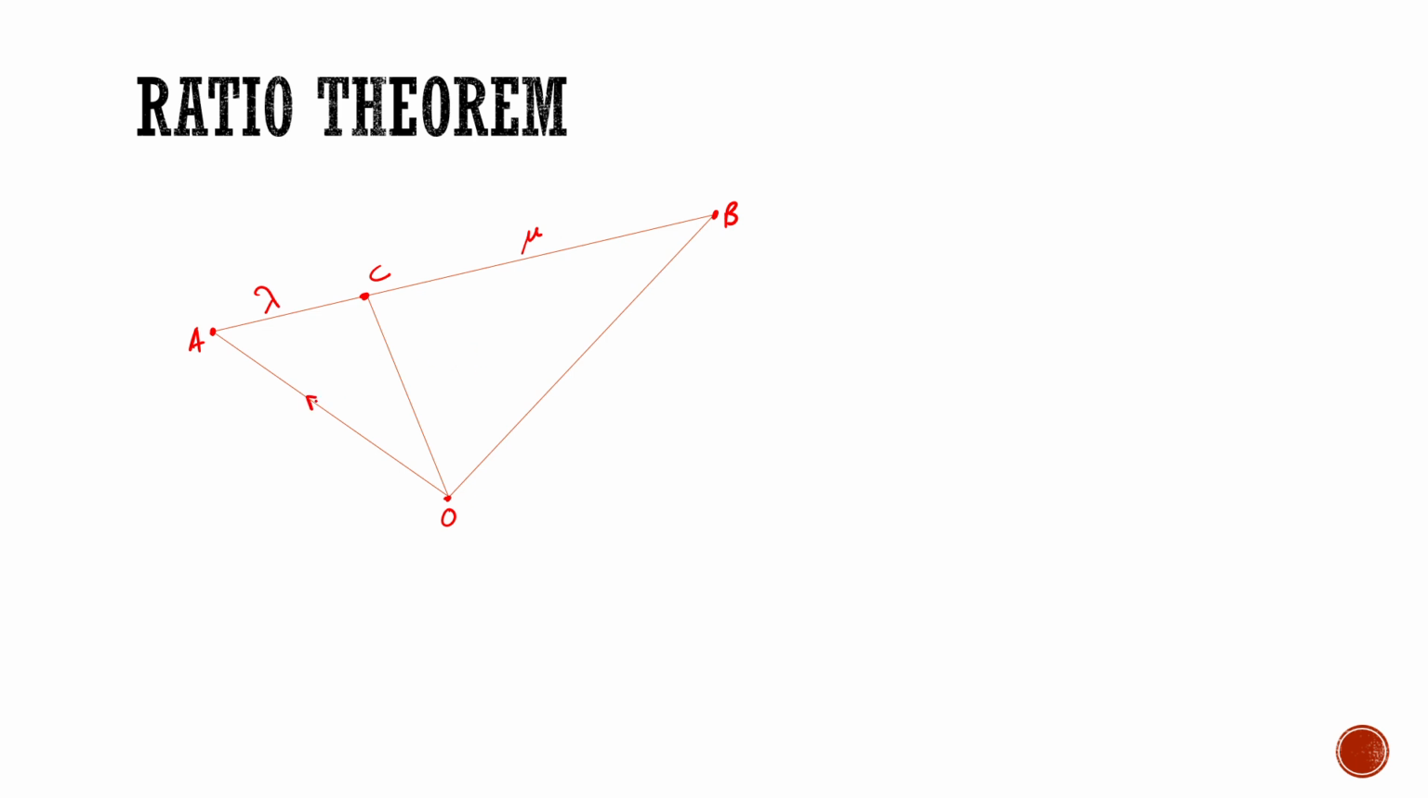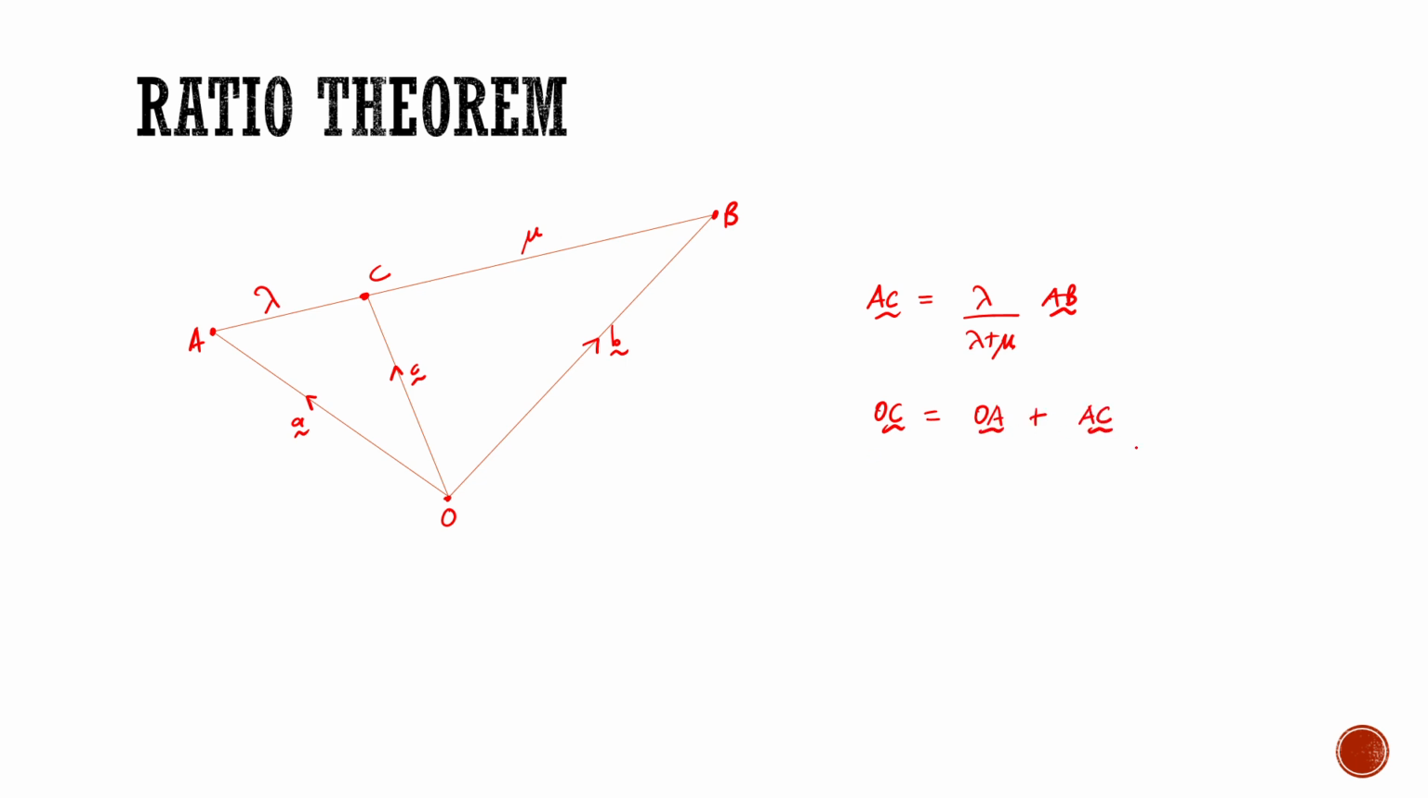So let's call this vector OA, small a, and let's call this vector OB, small b, and also OC, let's call it small c. So we want to find OC, which is small c. We know that AC, as you can see, is a certain fraction of AB, lambda out of lambda plus mu times AB. And we know that OC, which we want to find, is in fact OA plus AC.